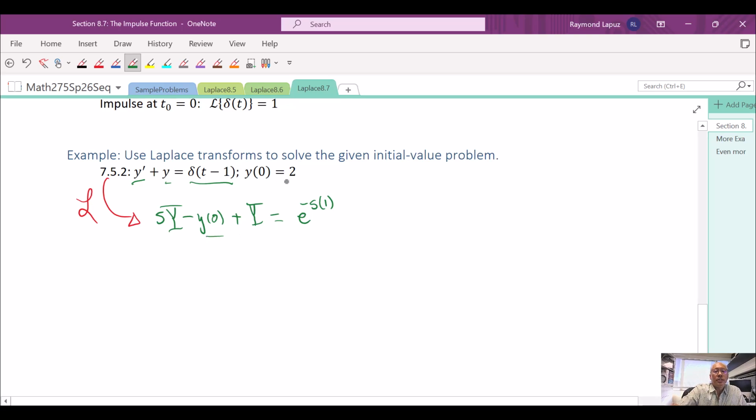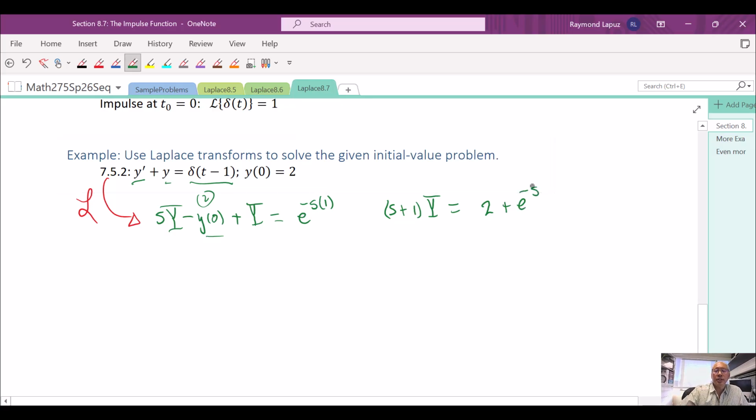All right, y of 0 is equal to 2. Let's put the Y's together. That's s plus 1 times Y. And then this is equal to 2 here. I will bring that to the other side. So this will be positive 2 plus e to the negative s.